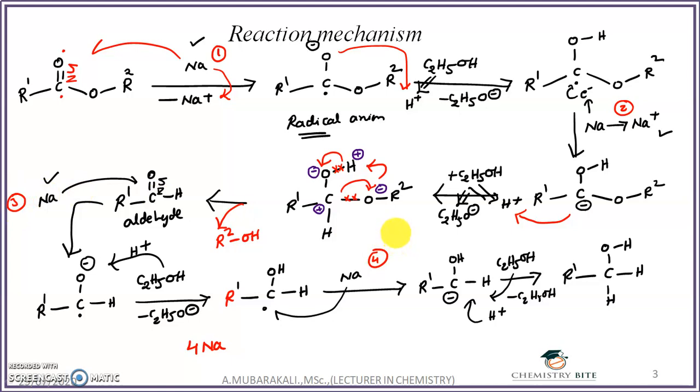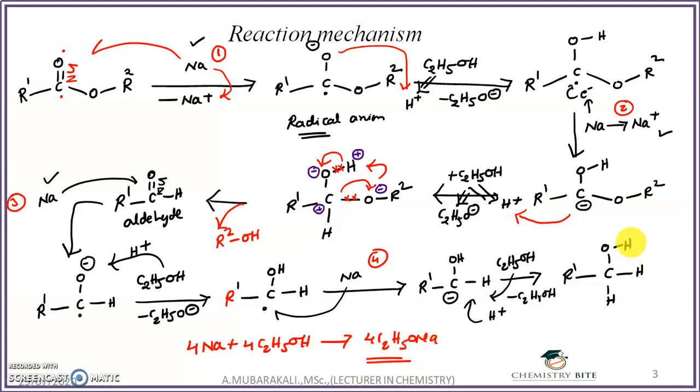So wherever we have used sodium for the reduction, in the next step we have used ethyl alcohol. Along with the sodium we have used 4 molecules of ethyl alcohol. That means 4 protons have been inserted. So now you will get 4 molecules of sodium ethoxide as the byproducts.